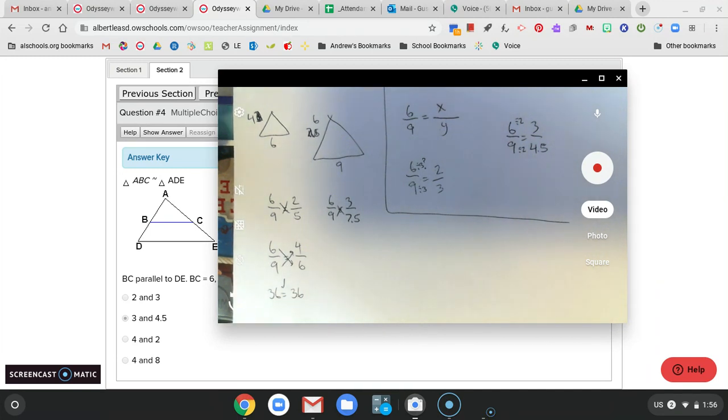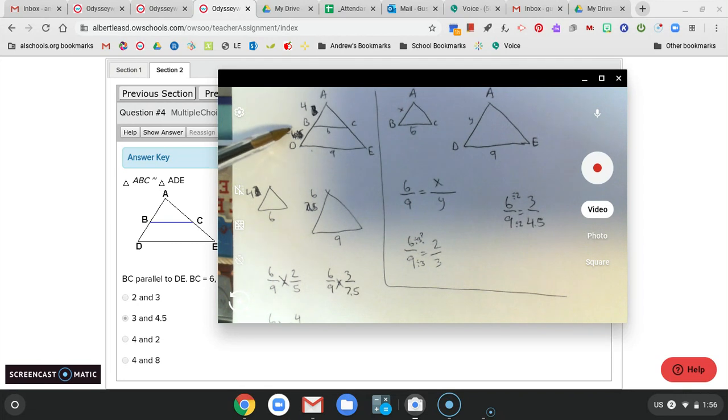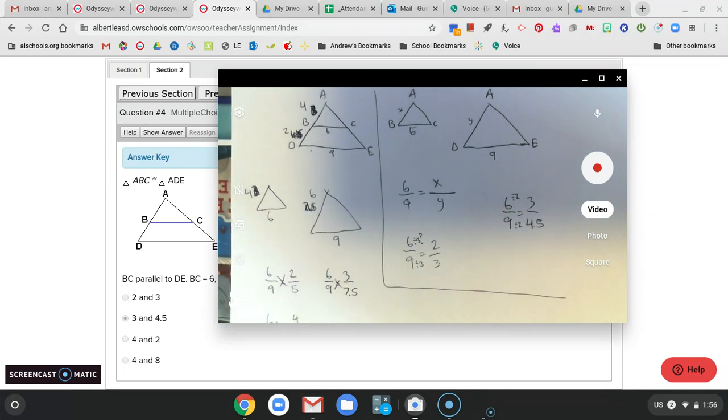So in this case, 4 to 2, that was the ratio between AB and BD that gives us a proportional side between AB and AD. All right.